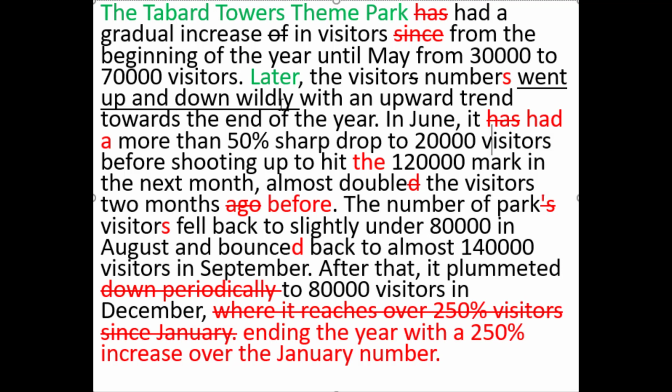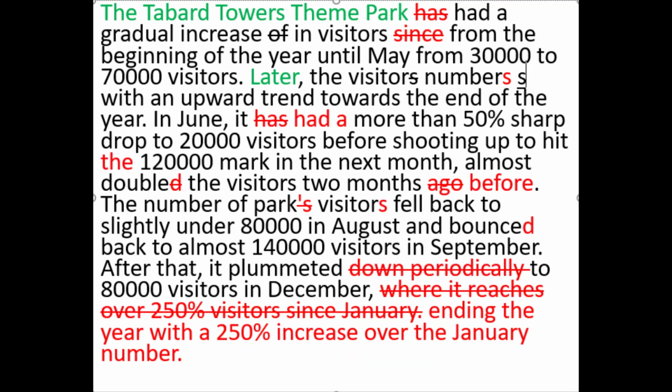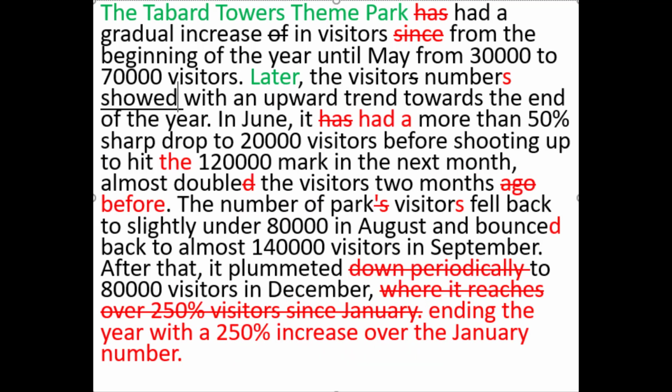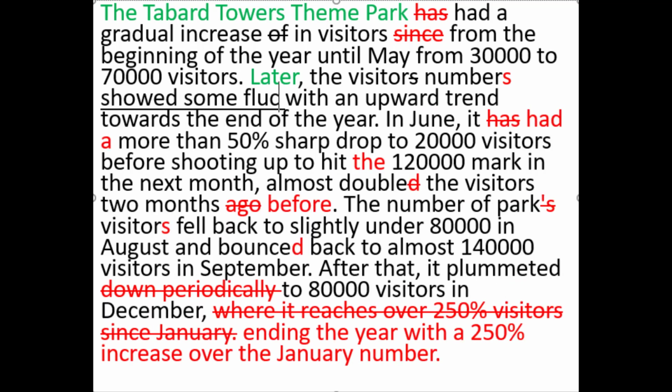I would suggest not using the phrase up and down wildly. I know that in the introduction the writer already used the word fluctuated, but we can use a variation of the word fluctuated. So why don't we say something like showed some fluctuation instead of went up and down wildly. So let's change that to showed some fluctuation. Or if you don't want to use the word showed, maybe you can use the word experienced with an upward trend towards the end of the year.